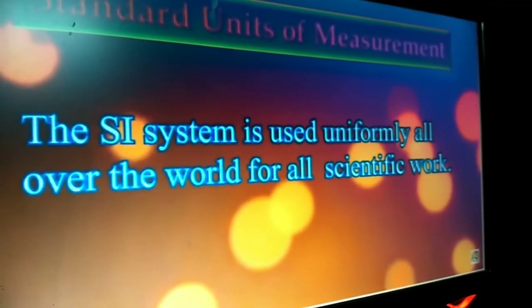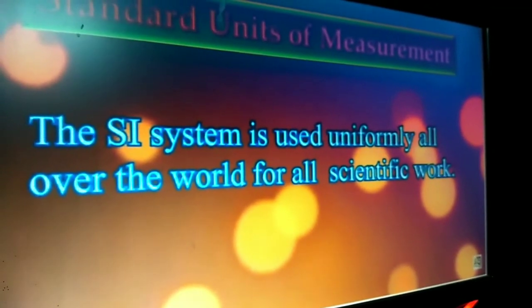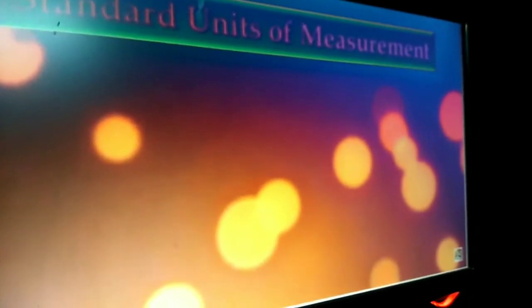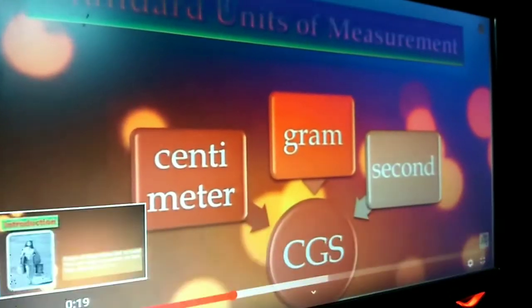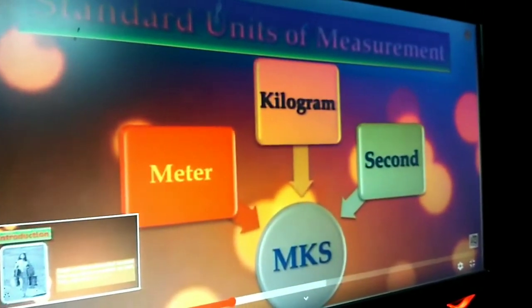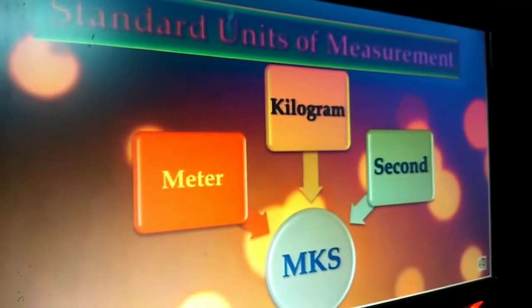However, in everyday measurements, other systems are still in use, such as the FPS system, the CGS system, and the MKS system, which use the same standard units for length, mass, and time as the SI system.